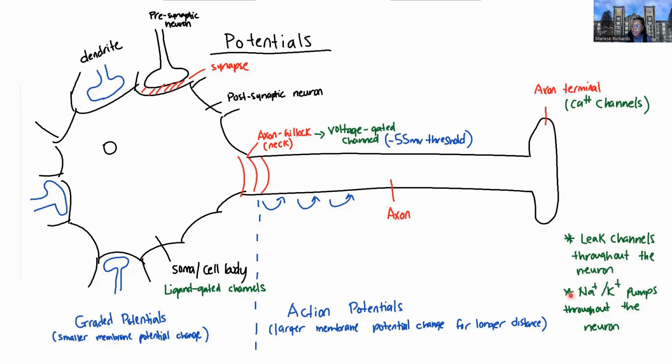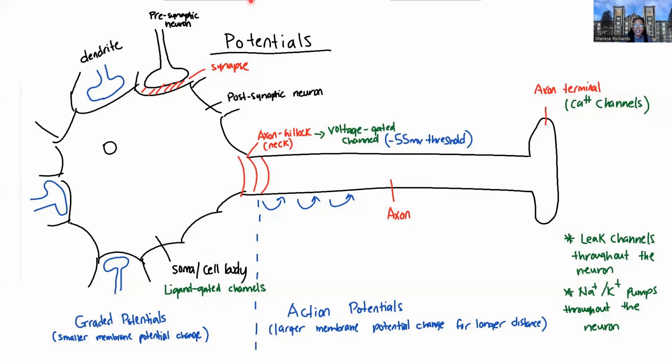We also want to remember that there are leak channels found throughout the neuron. So while we're focusing on some of the voltage-gated channels, we want to think about the leak channels and the sodium-potassium pump that are crucial in establishing the resting membrane potential. We also want to remember the ligand-gated channels. So when the neurotransmitter crosses the synapse, it's going to bind to a ligand-gated channel on the soma of the subsequent neuron, right? The next neuron in series. And that will bring about the graded potentials on the cell body of that subsequent neuron.